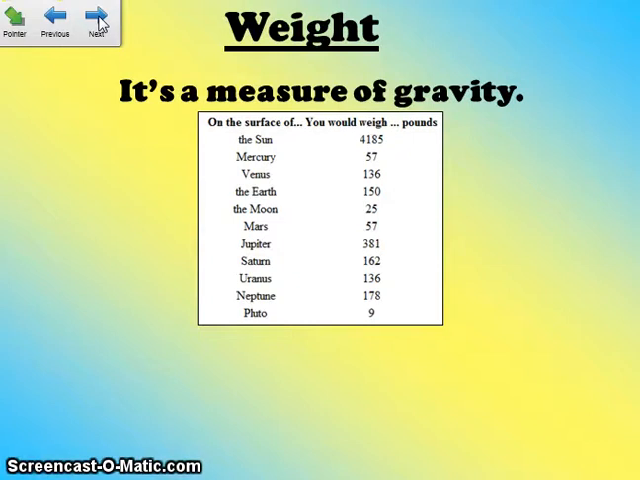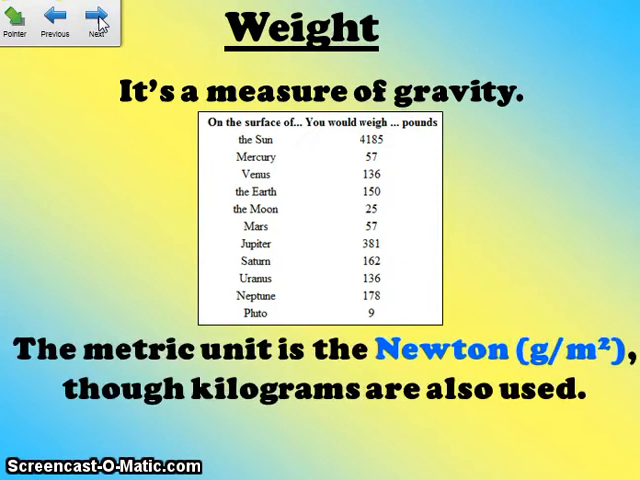So typically, a typical average human being on Earth weighs about 150 pounds. If they head to Mercury, because Mercury has a lot less gravity, they'll weigh only 57 pounds. If you tried to travel to the sun, you would weigh over 4,000 pounds. So depending on how strong that gravity is, it's going to pull you stronger towards the surface and change your weight. We measure weight in newtons because it's actually a force.